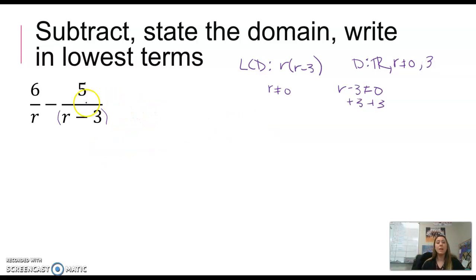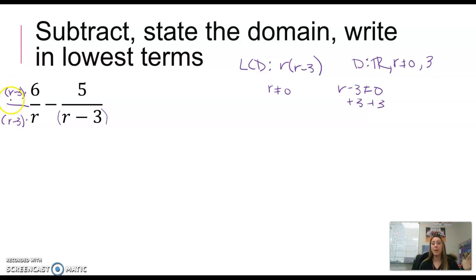Okay, so now the next step that we're going to do is we need to multiply by a big 1. So if I go to my first fraction, it looks to me like I have an r already, but I need this r minus 3. So I'm going to multiply by r minus 3. But if I do that to the bottom, I have to do that to the top. Now this is where in the steps we're talking about the big 1. r minus 3 over r minus 3 is just 1, right?